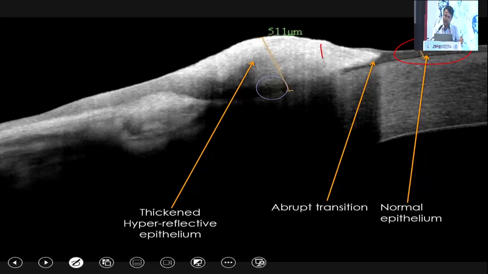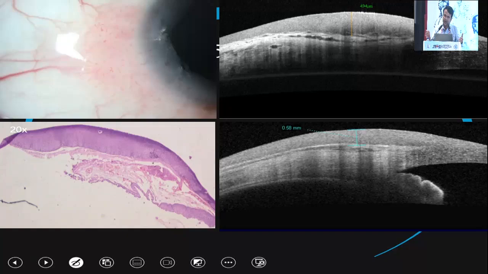When it becomes hyperplastic, that means it becomes taller, hyperreflective, it turns white, and it abruptly ends like this with a snout-like ending. So hyperplastic, hyperreflective corneal epithelium which abruptly truncates are the triad of signs of ocular surface squamous neoplasia on anterior segment OCT. So if you have any doubt at all, you can do anterior segment OCT and diagnose it.